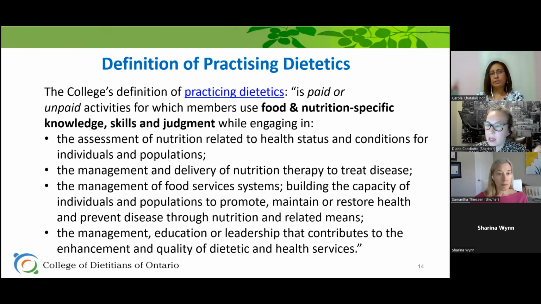So sometimes flipping these statements into questions can be helpful. For example, am I assessing nutrition related to health status and conditions for individuals and populations, or am I managing and delivering nutrition therapy to treat disease? So asking ourselves these questions, turning those statements into questions, can be helpful. And you might be wondering, so what really has changed with the definition?